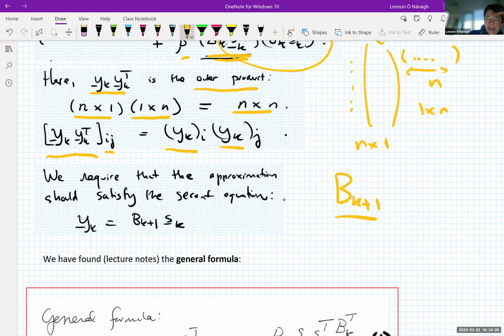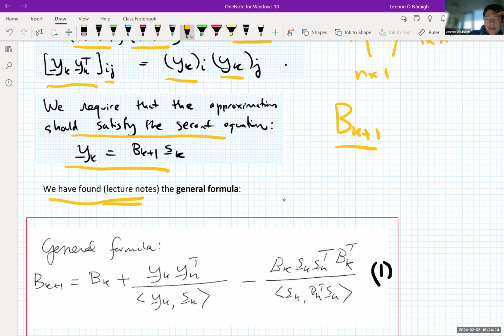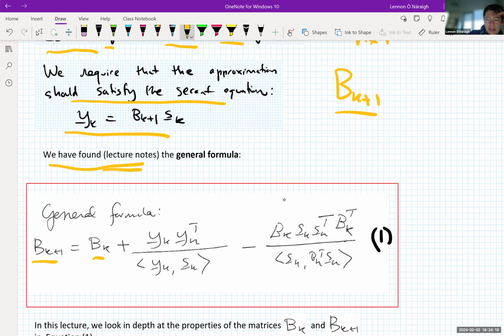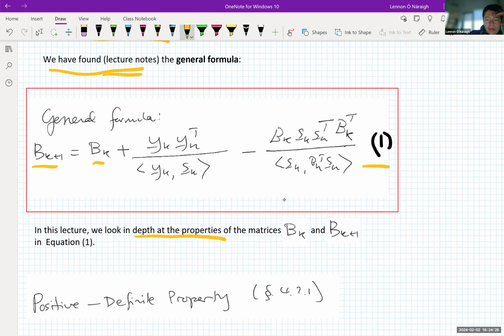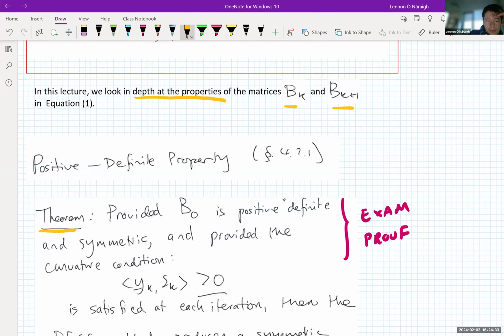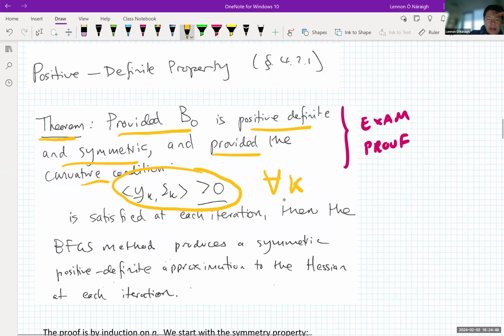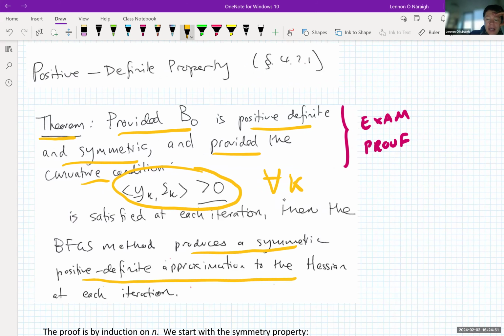So this is our approach for constructing an approximation to Bk+1, and we close the system of equations for alpha and beta by demanding that the approximation should satisfy the secant equation yk equals Bk+1 sk. We found already, recalling the lecture notes, that the general formula for Bk+1 is given here in equation 1. Here in this lecture, we look in depth at the properties of the matrices Bk and Bk+1. In particular, we prove the following theorem. Provided B0 is positive definite and symmetric, and provided this important curvature condition is satisfied at each iteration k, then the BFGS method produces a symmetric positive definite approximation to the Hessian at each iteration.